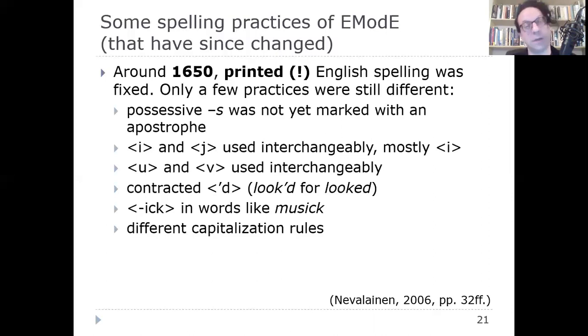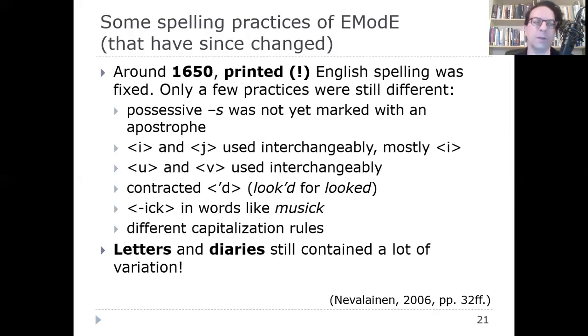So there was no possessive S with apostrophe yet, or it wasn't really used frequently. But contracted ed into apostrophe D, this was used very frequently. And then another tiny thing is that you have a CK in words like music, and you had different capitalization rules that I'm not going to go into right now. This is true for printed English after or still around 1650 or so.